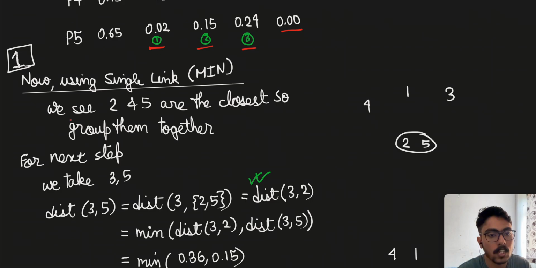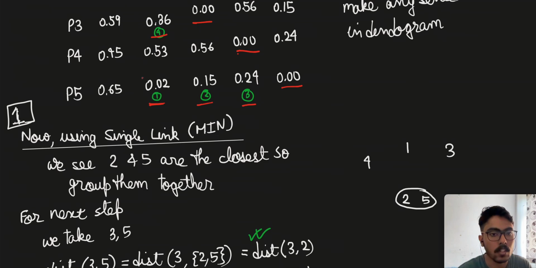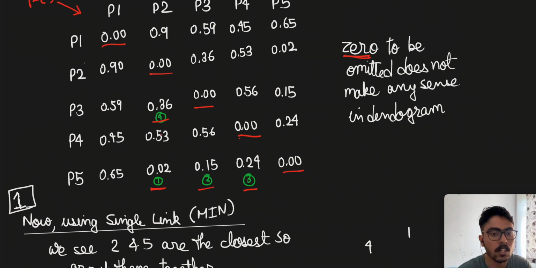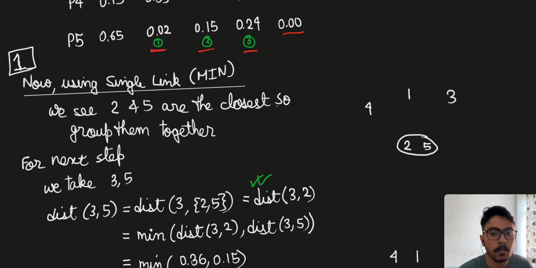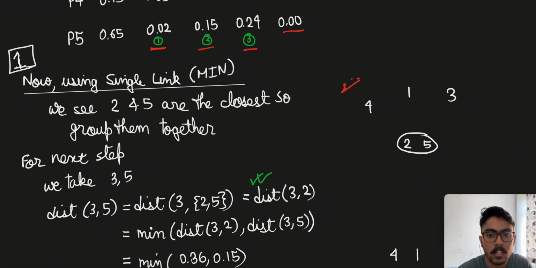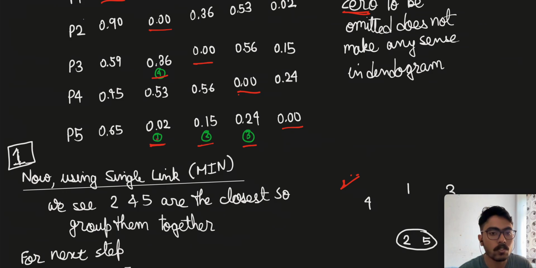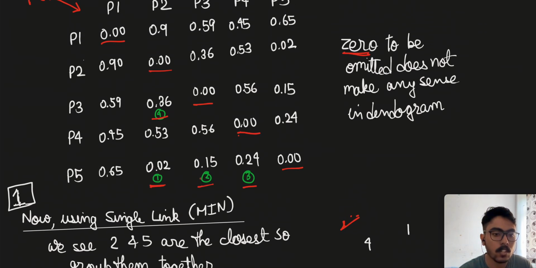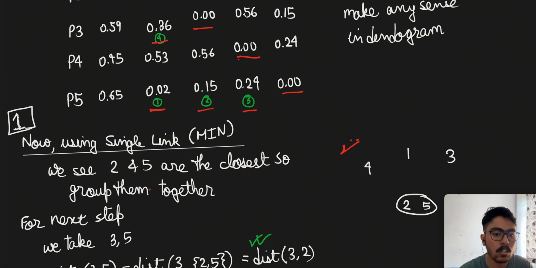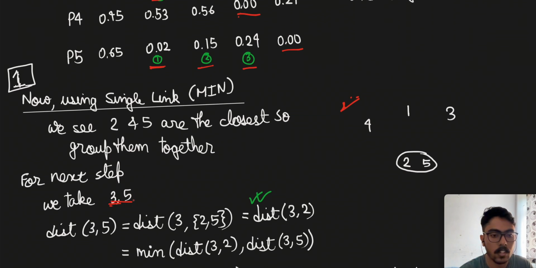Now we see that 2 and 5 are the closest in the entire matrix, so we group them together as shown on the right side. On the right side you will see the cluster at any particular stage of the calculation, right? So 2 and 5 are clustered together. Now for the next step, since this was 1, then 2 comes for 3 and 5, so we take 3 and 5, right?